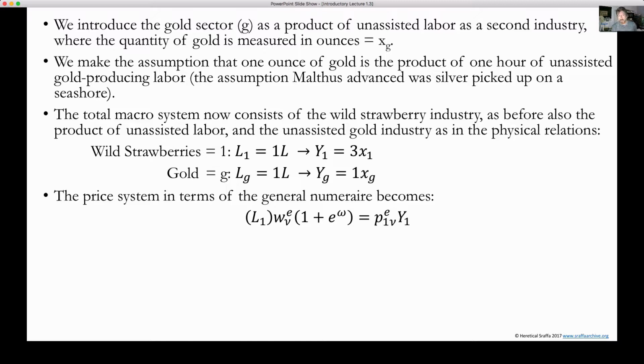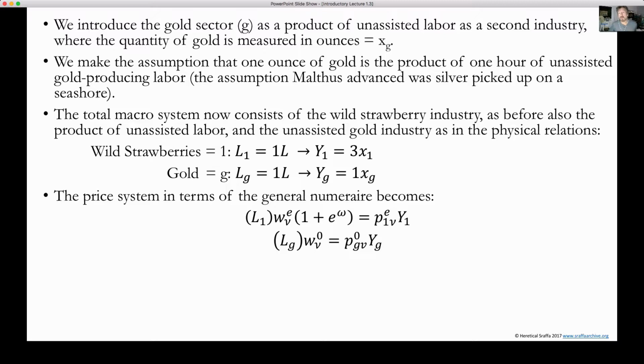Now you'll see here that the wild strawberries industry, by our equation here, assesses the value of the input, the wage rate times the quantity of labor. It assesses it by the profit factor, where here the profit factor is 1 plus the rate of exploitation, or 1 plus the ratio of distributive shares. Okay, that's going to be the wild strawberry sector, and this is going to be our gold sector.